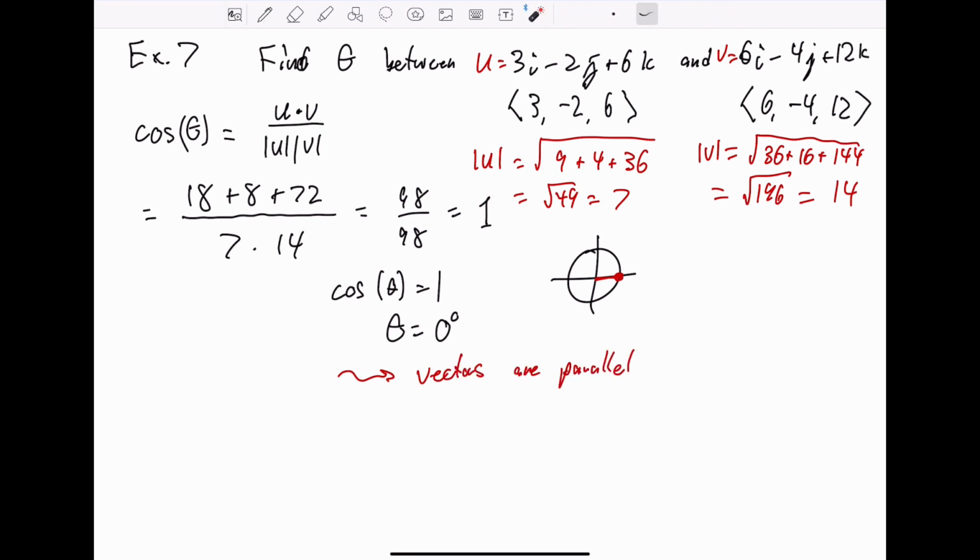Well, hang on a minute. Could we have figured that out without going through all this work? I think we could. Take a look at the two vectors that we originally had. If we multiply this first vector by 2, we'll scale it up, and we'll get the vector 6, negative 4, 12. These vectors are just scalar multiples of each other, so of course they must be parallel. But we verified that using the geometric formula for cosine.